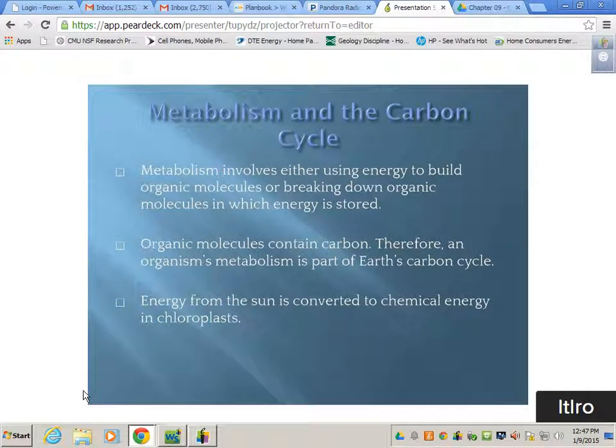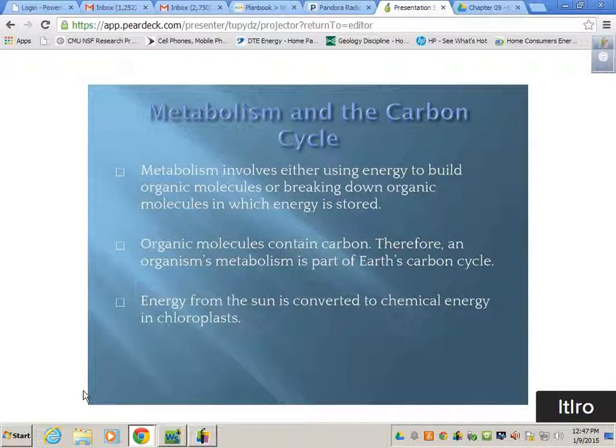So the metabolism involves either using energy to build organic molecules or breaking down organic molecules in which energy is stored. So either I'm breaking things down or building them up. Altogether inside of me, all the food I break down, all the proteins I make of my own, is indeed my metabolism. Now organic molecules do contain carbon. Therefore, an organism's metabolism is always part of the carbon cycle. You guys remember drawing the carbon cycle out? Respiration and photosynthesis, was that part of what you were drawing?